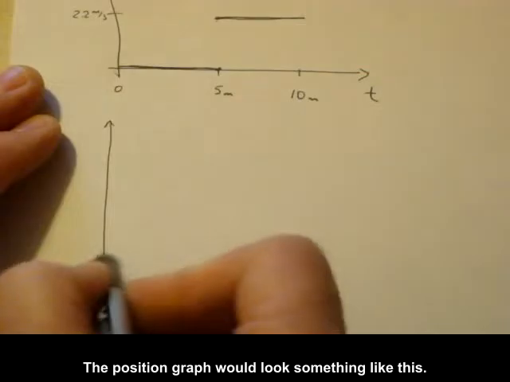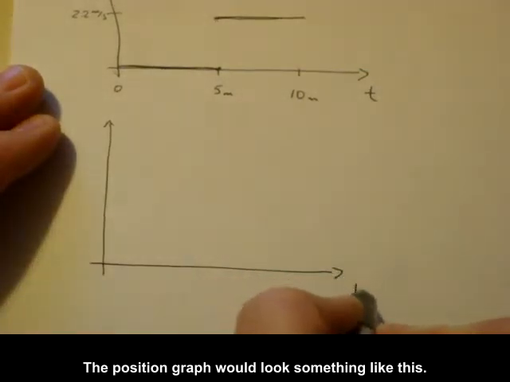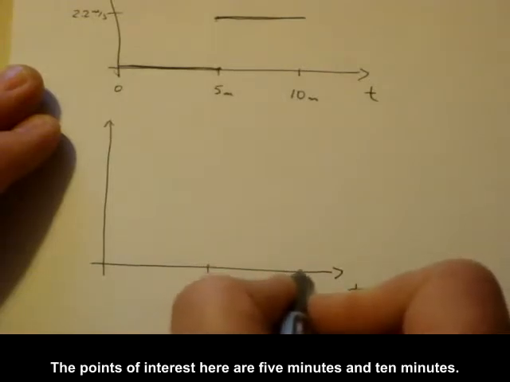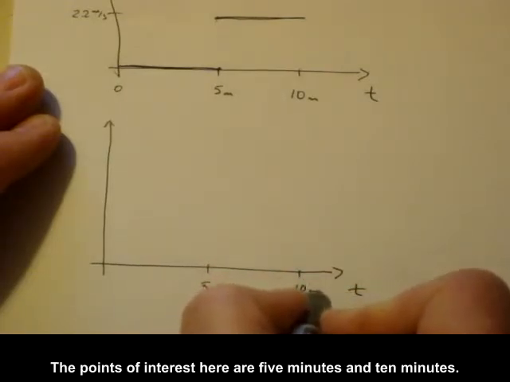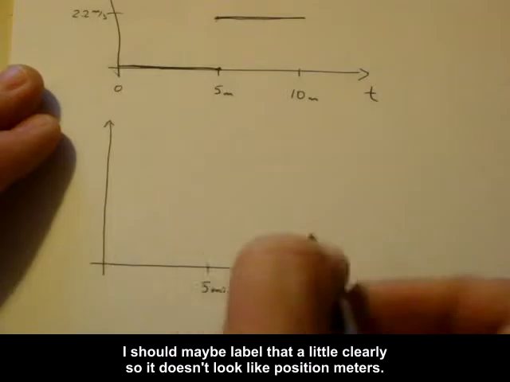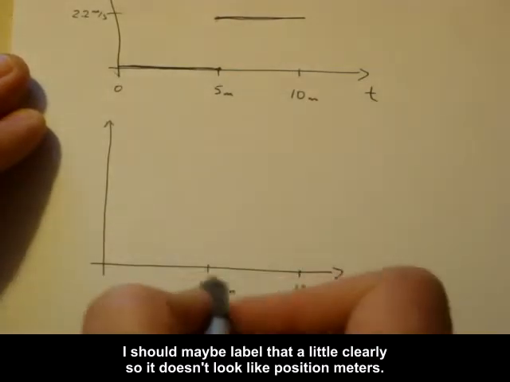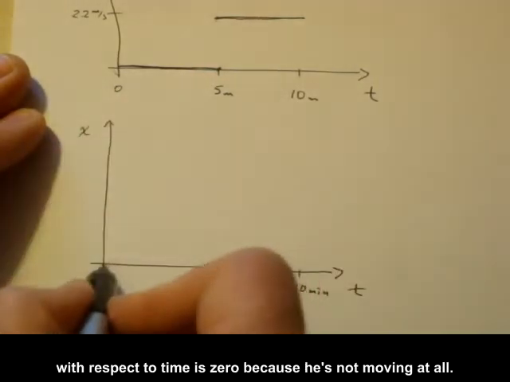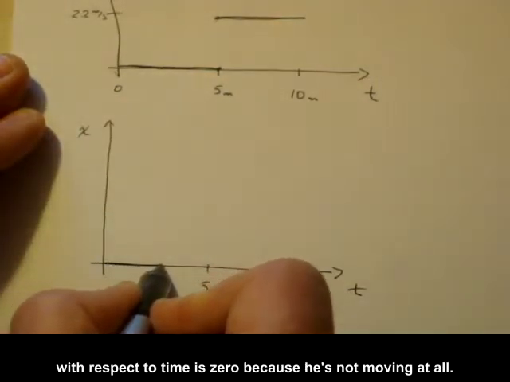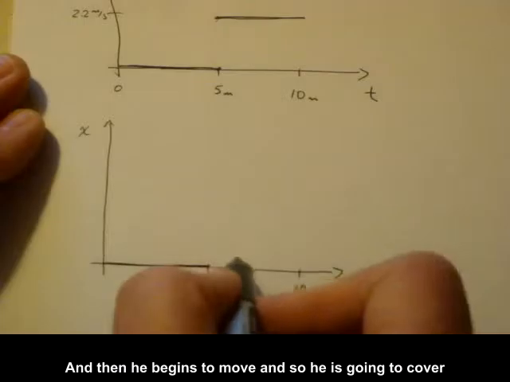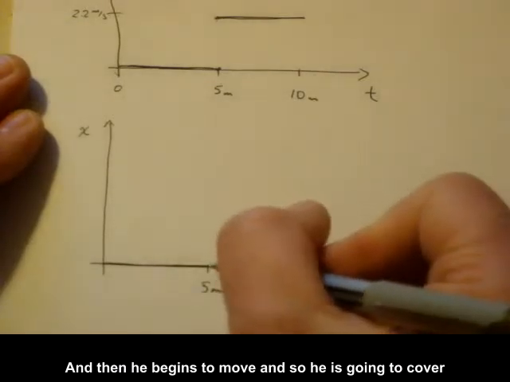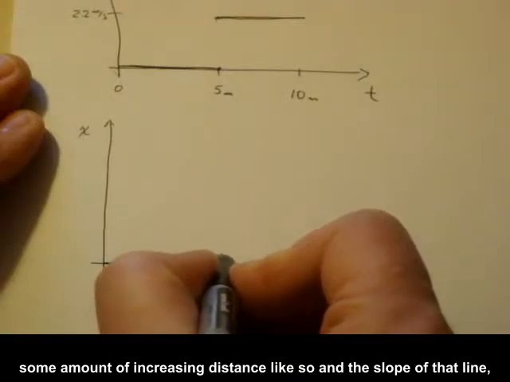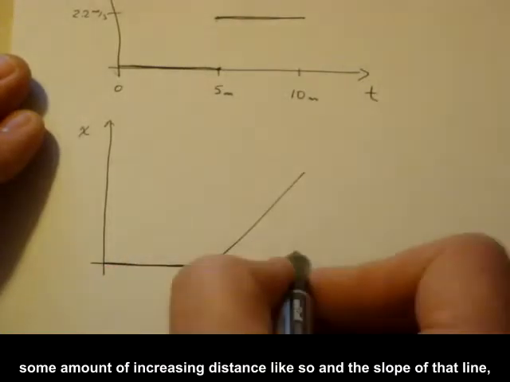The position graph would look something like this. We still have the same amount of time. The points of interest here are 5 minutes and 10 minutes. I should maybe label that a little more clearly so it doesn't look like position meters. So again, his position with respect to time is 0 because he's not moving at all, and then he begins to move, and so he is going to cover some amount of increasing distance like so.